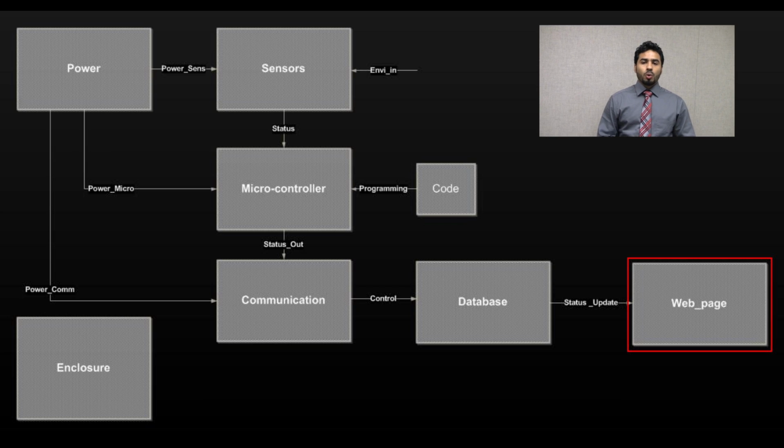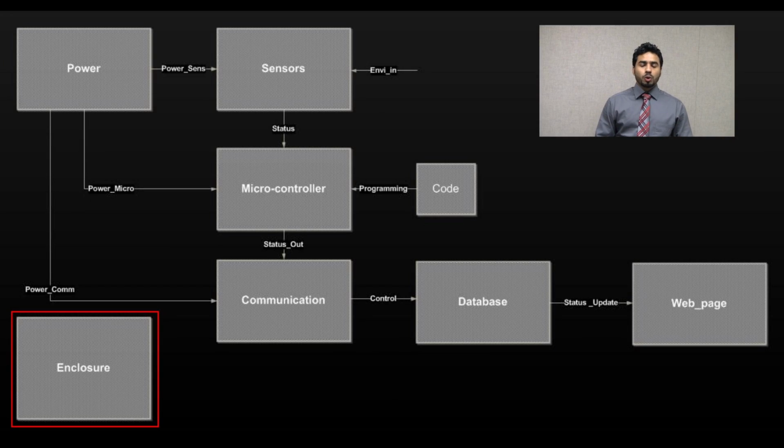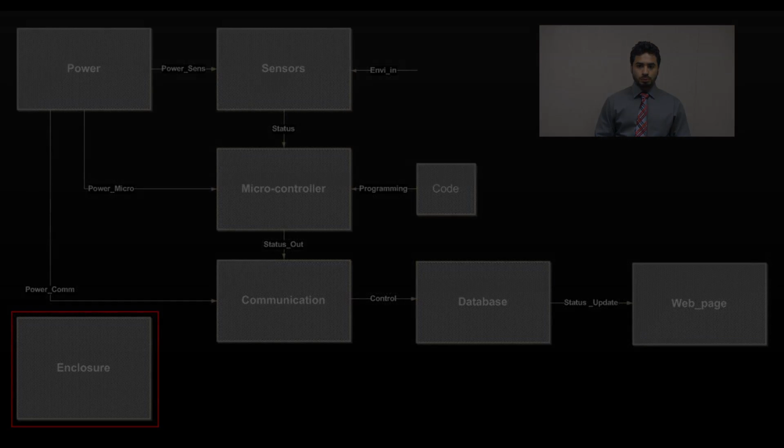The web page will display the information contained within the database. It will show the available tables and their location within the library. The enclosure will be made from a lightweight, strong material such as aluminum. It will enclose the circuits and only have an opening for the PIR sensor to detect motion.